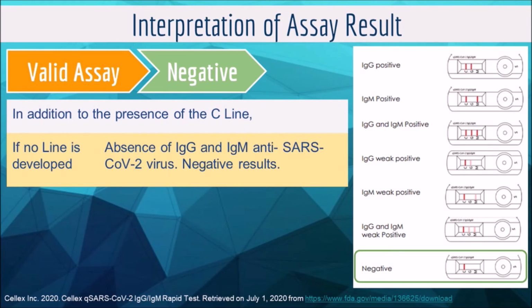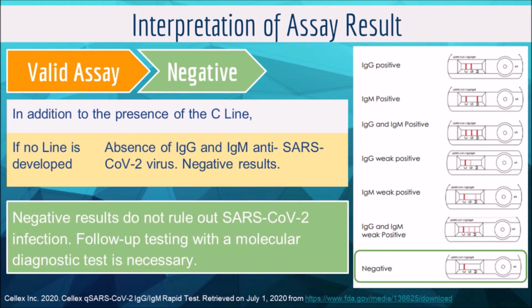For a negative valid assay, when the C line is present, no other line is developed. But a negative result does not rule out the infection, so a follow-up testing with a molecular diagnostic test is necessary.